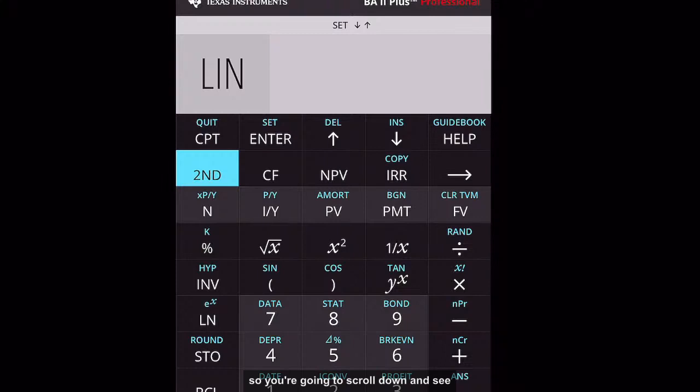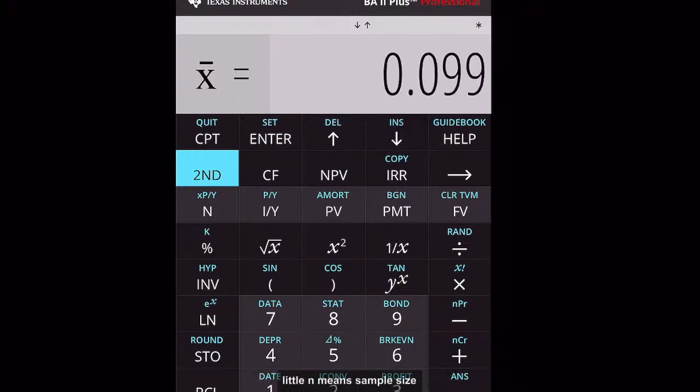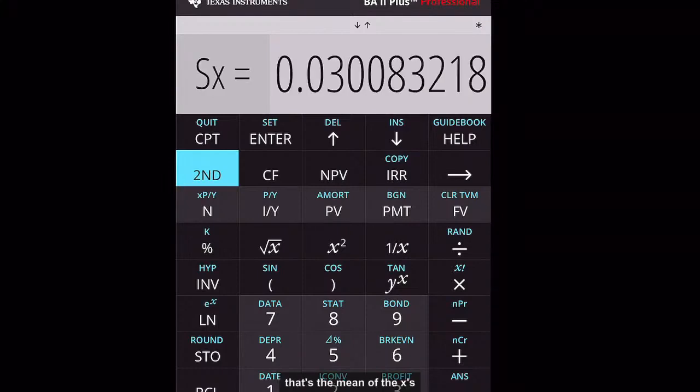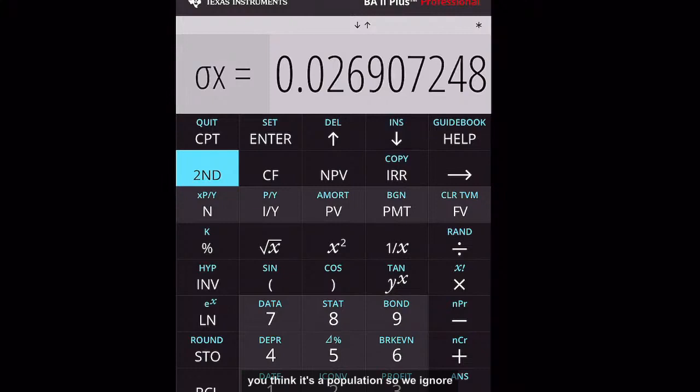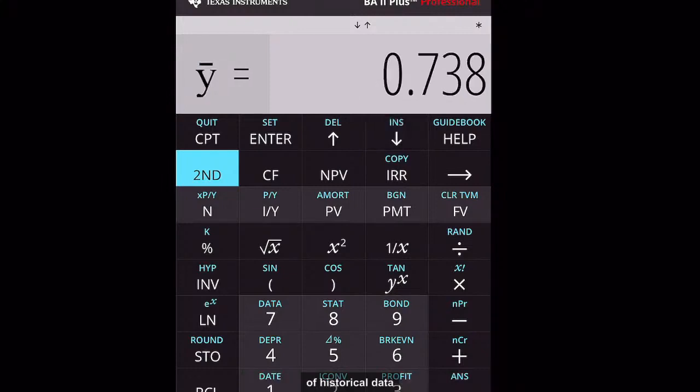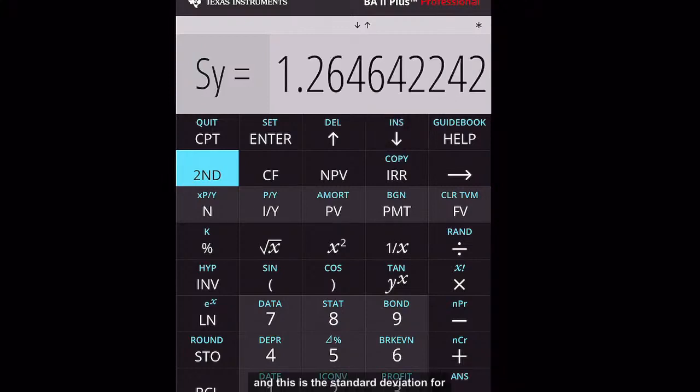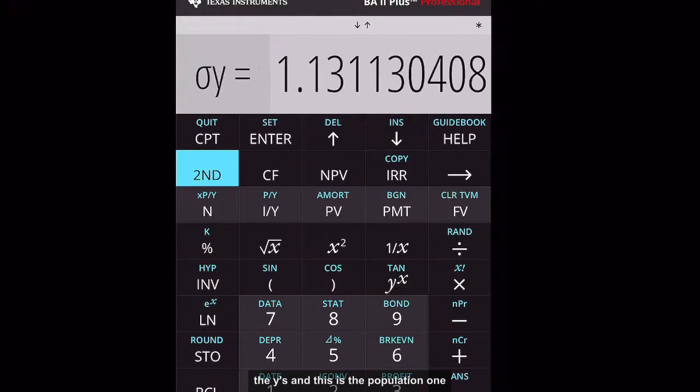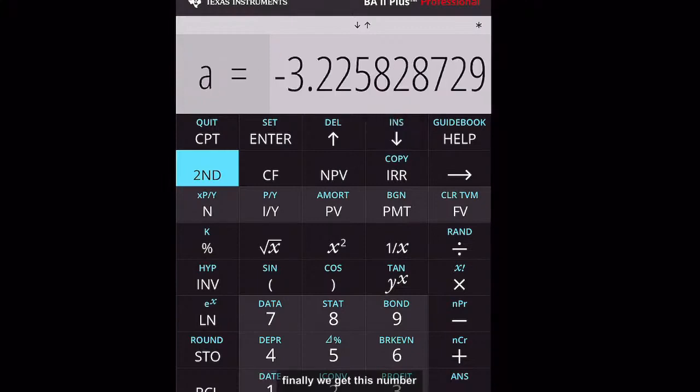So you're going to scroll down and see there were 5 observations. Little n means the sample size. That's the mean of the x's. That's the standard deviation of the x's for the sample. And this is if you think it's a population, so we ignore that because we know it's just a sample of historical data. Then y bar is the mean of the y's, and this is the standard deviation for the y's. And this is the population one, which we don't need. Finally, we get this number.